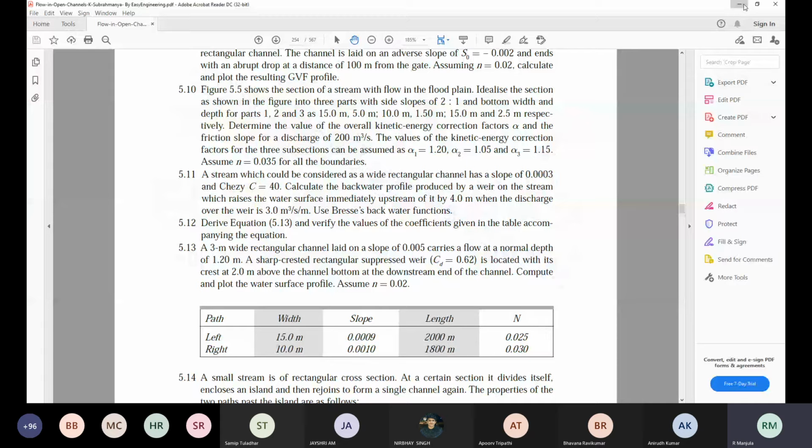Use the direct step method. The direct step method is a simple method for prismatic channels, rather than non-prismatic ones. Considering all the channels are prismatic, we are using this direct step method. Again, the standard step method we will see in the next class. By using the direct step method, solve these 5 problems and submit them as an assignment. Is it fine?